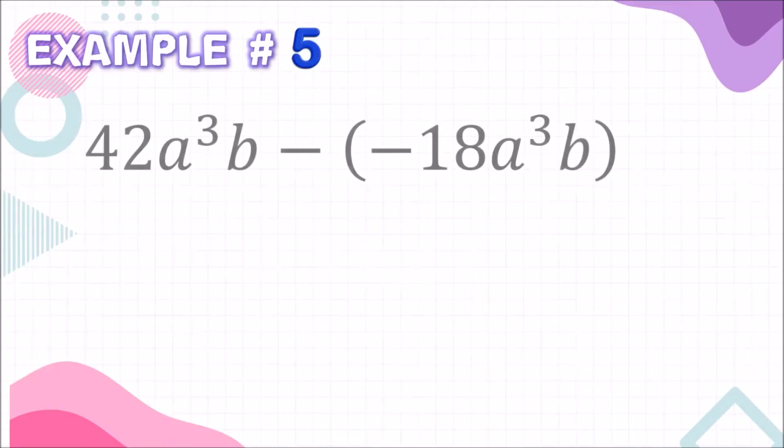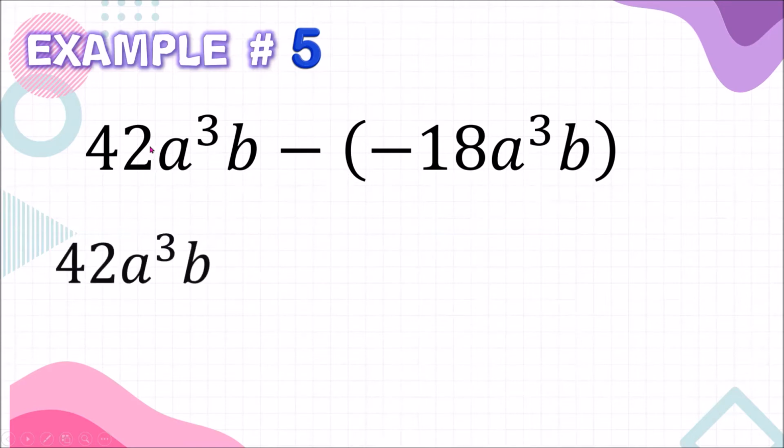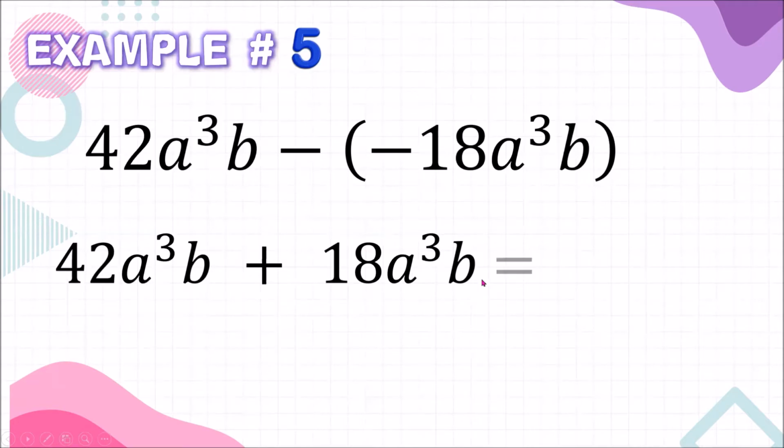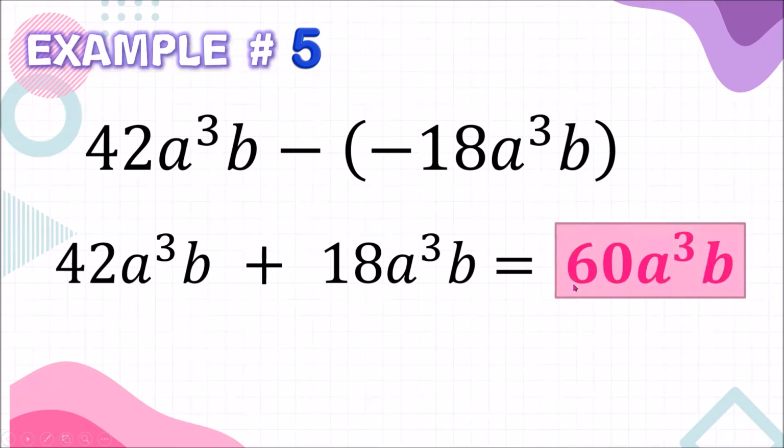Next, example number 5. I have here 42a cubed b minus negative 18a cubed b. So just copy the first one. So 42a cubed b. And then change the sign of negative 18a cubed b. So it will become positive. And then proceed in addition. So 42 plus 18, we have 60. And then just copy a cubed b. We have 60a cubed b.